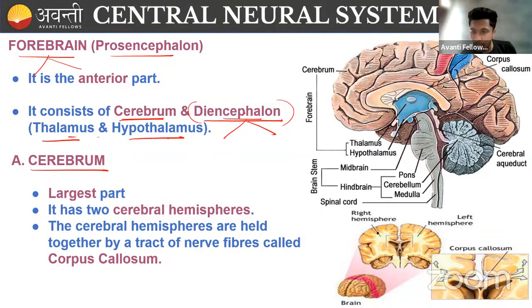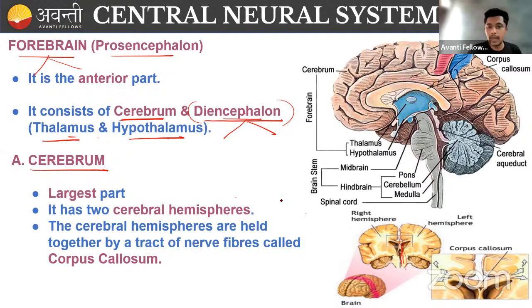Look here. If you see your cerebrum, the cerebrum is present, right? If you cut the entire brain in a longitudinal fashion, you can see that the brain is divided into two halves. In the same way, this entire cerebrum is also divided into two halves. We call them the cerebral hemispheres.